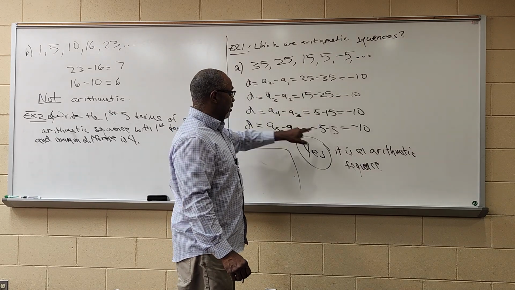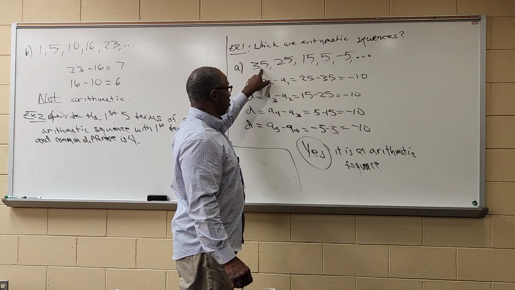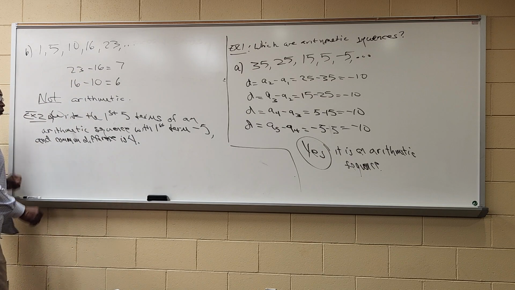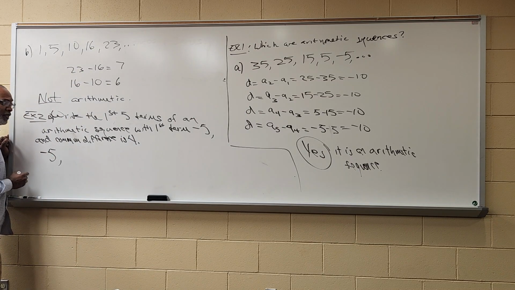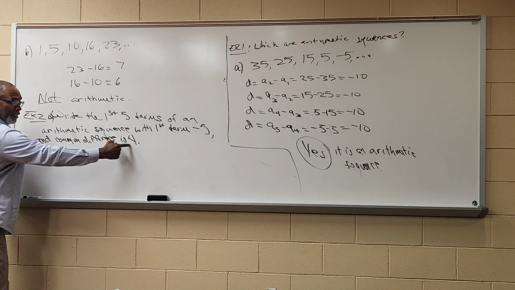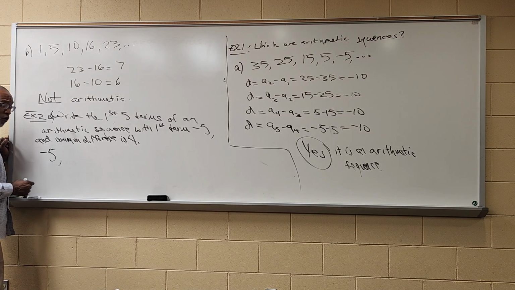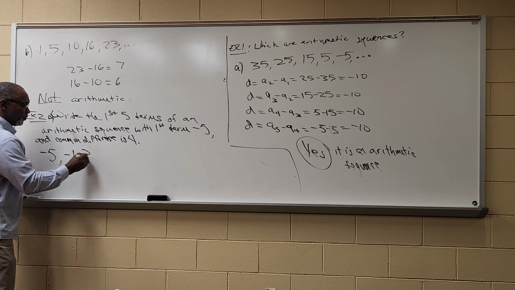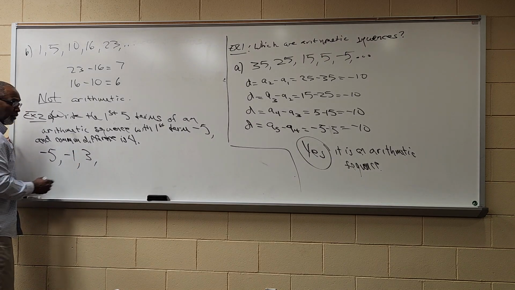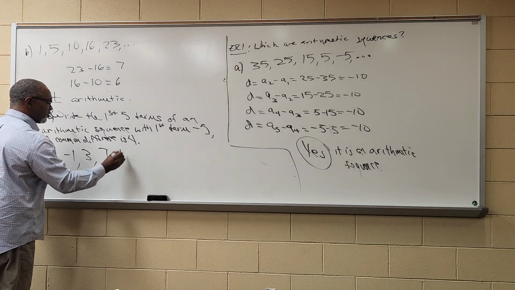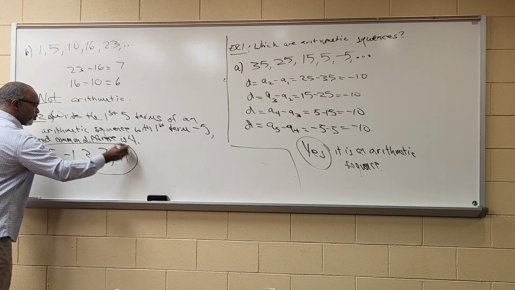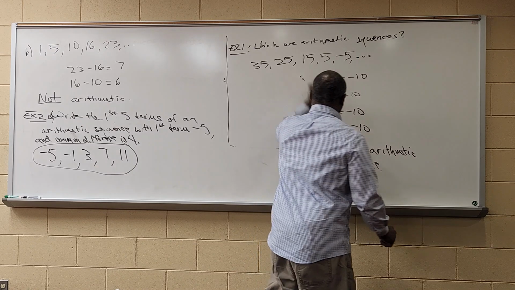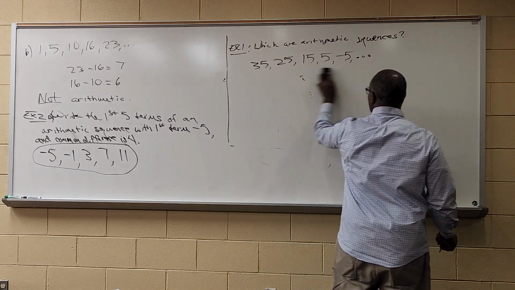The common difference was negative 10. 35 plus negative 10 is 25. 25 plus negative 10 is 15, so on and so forth. So the first term was negative 5. Negative 5 plus my common difference of 4 is negative 1. Negative 1 plus 4 is 3. 3 plus 4 is 7. 7 plus 4 is 11. So there would be the first 5 terms. All you're doing is adding that common difference to each successive term.